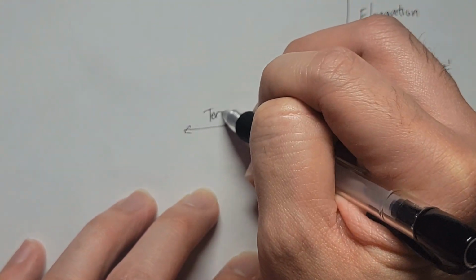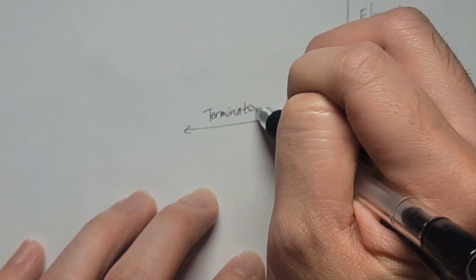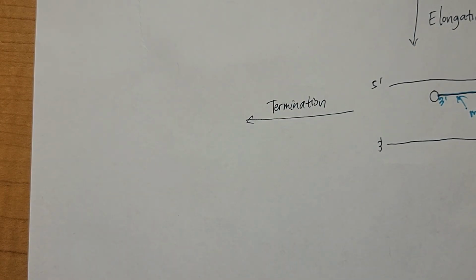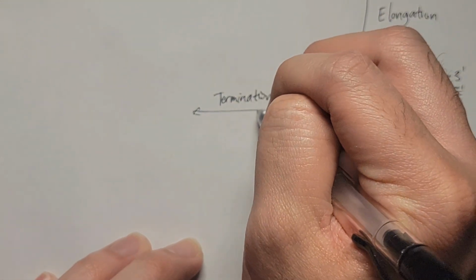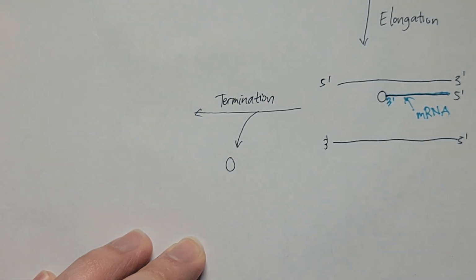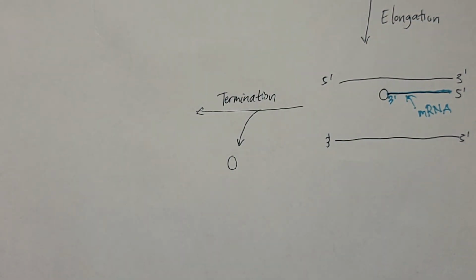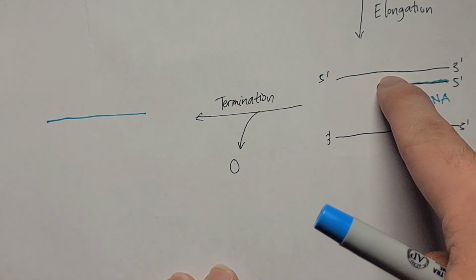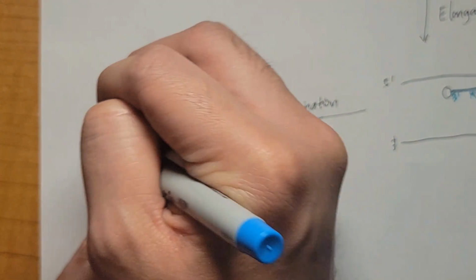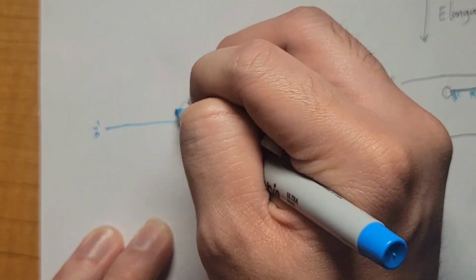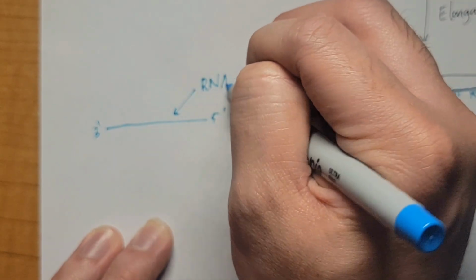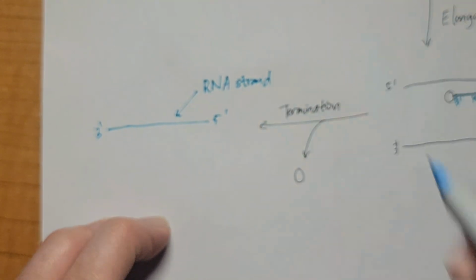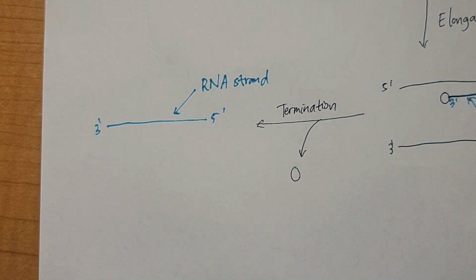Now, last step is termination. Termination, basically, RNA polymerase will be kicked out, and then the mRNA, or the RNA strand, is dissociated from the template strand. So now you have the matured RNA strand. So yeah, that is the very general information about transcription. Now to the second part.